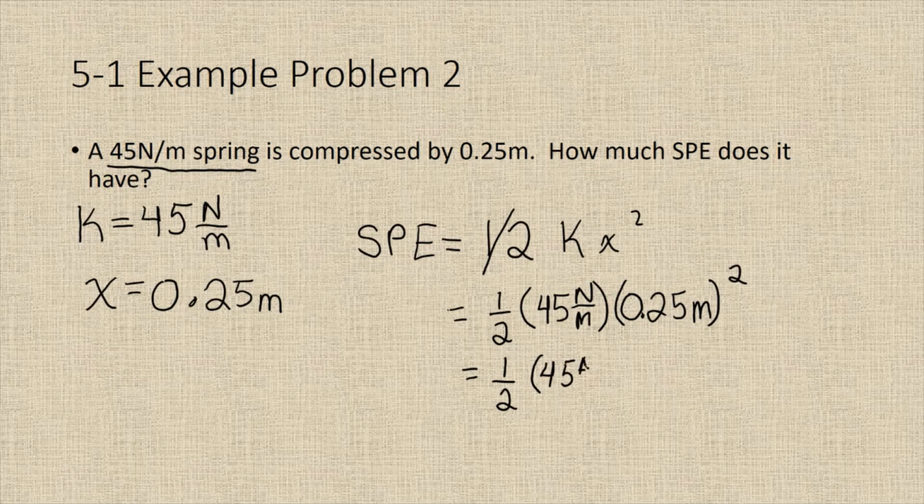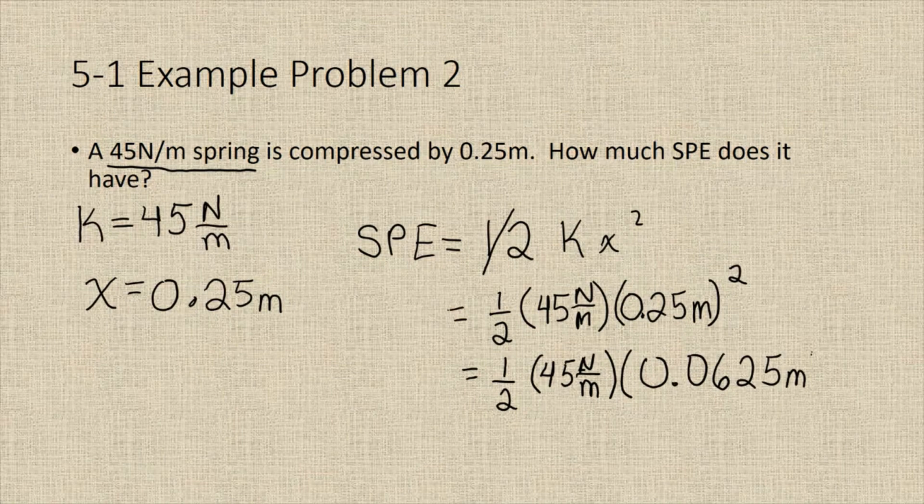So the 45 newtons per meter, that pretty much stays the same. This term becomes 0.0625 meters squared. And now we just multiply across. 0.5 times 45 times 0.0625 will give you 1.4 joules of energy.